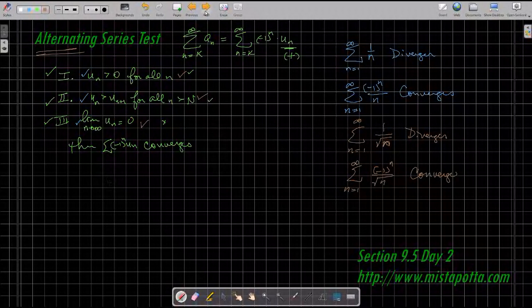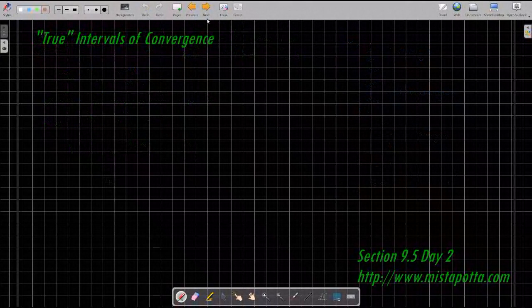So the next thing that I want to talk about is these true intervals of convergence. And so what we're doing here is really a 2-step process. My first step is to use the ratio test to determine the radius of convergence.